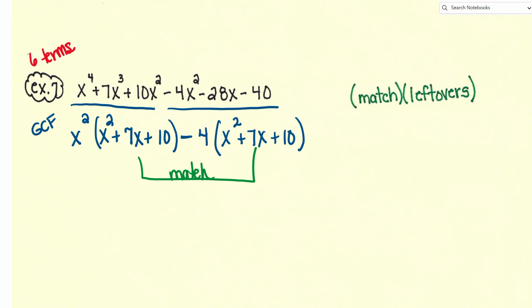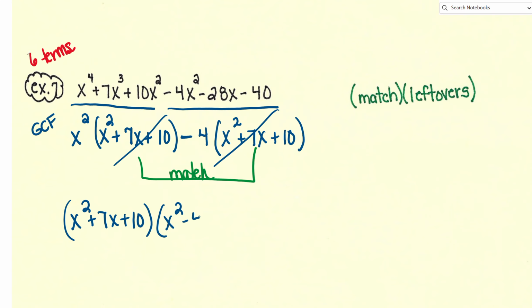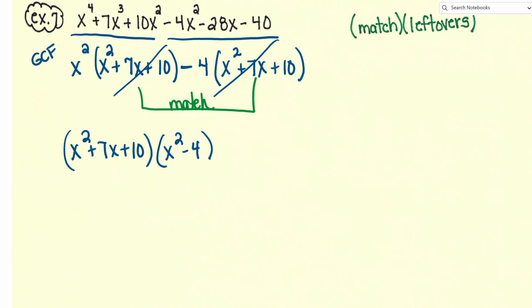So let's write down that common factor, that match that we have, and see what the leftovers are. X squared minus 4. Now, if we look at this, we definitely see this difference of 2 squares here. So we can keep going with that. But did you notice that this is a trinomial? And it can factor. Remember, multiply, add, multiply. And if you forgot how to factor trinomials, go check out my factoring trinomials videos.